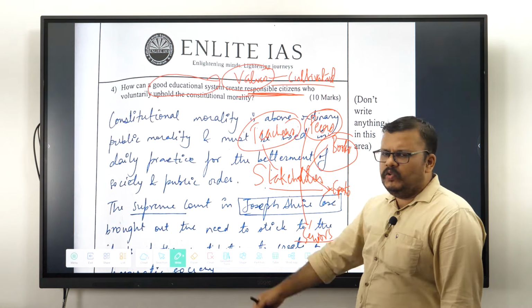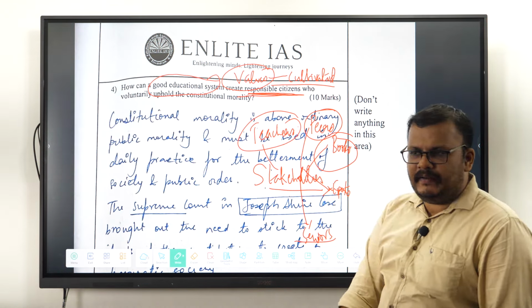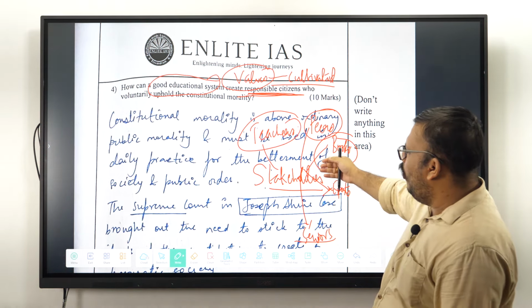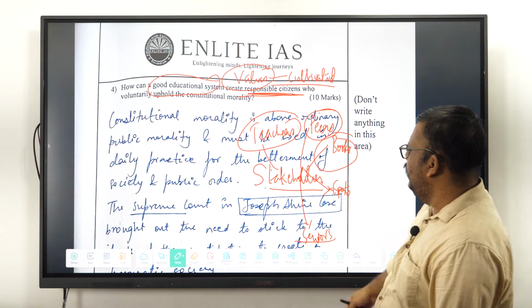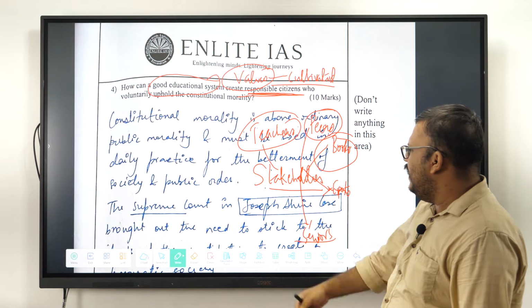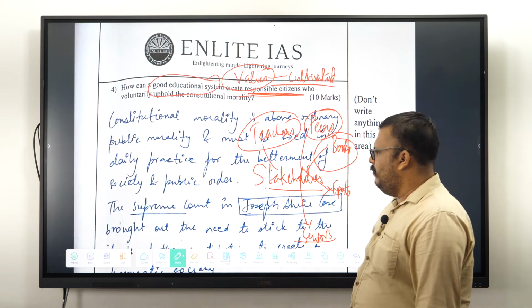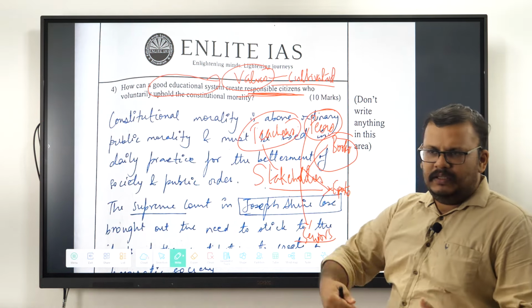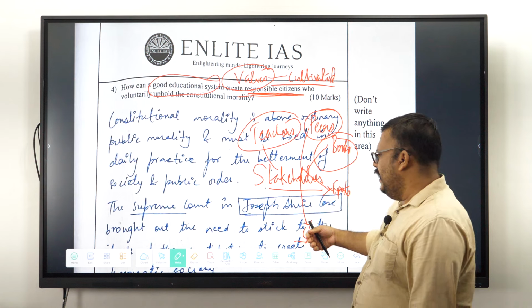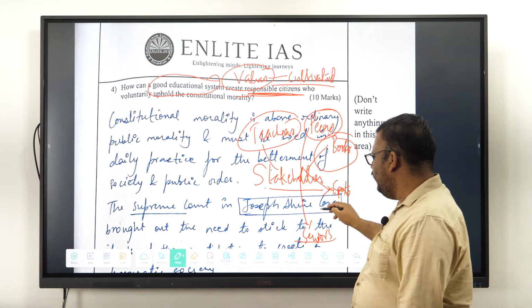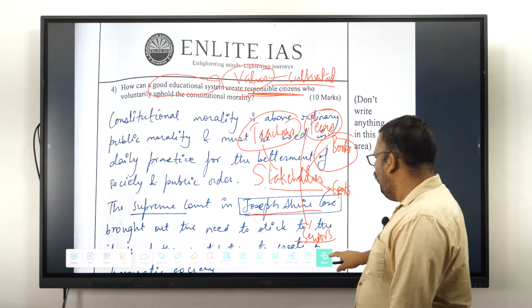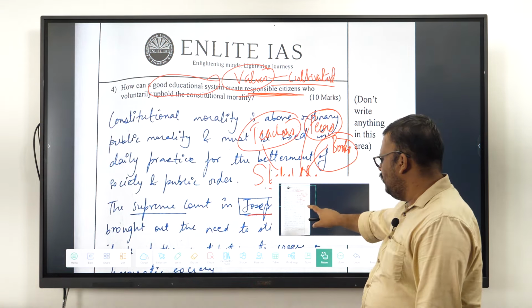So let us go through how Archit had tried to define this. So constitutional morality is above ordinary public morality and must be used in daily practice for betterment of society and public order. He is trying to link the demand of the question. Then he is mentioning a particular case of Joseph Shine case. He is trying to explain or link this particular case. That is a good thing.